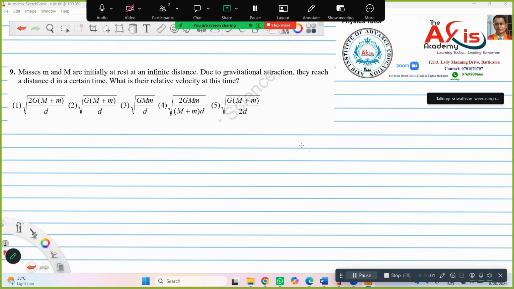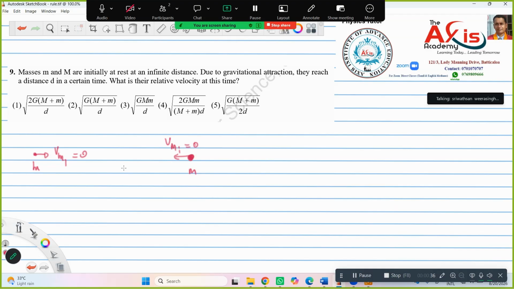Masses small m and capital M are initially at rest at an infinite distance. That means the initial velocity of small m, let's say v(I), and the velocity of capital M, V capital M I, the initial velocities, are zero. These two masses are kept at infinite distance.